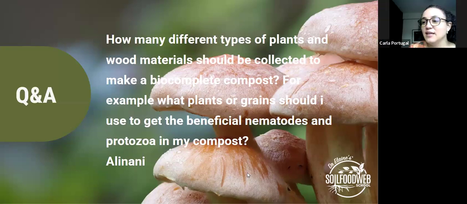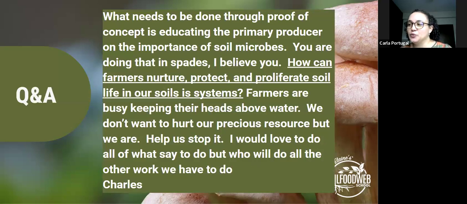Another one from Charles. What needs to be done through proof of concept is educating the primary producer on the importance of soil microbes. You are doing that in spades, I believe. How can farmers nurture, protect, and proliferate soil life in our soil system? Farmers are busy keeping their heads above water. We don't want to hurt our precious resource, but we are. Help us stop it. I would love to do all of what you're saying to do, but who will do all the other work we have to do on the farm?